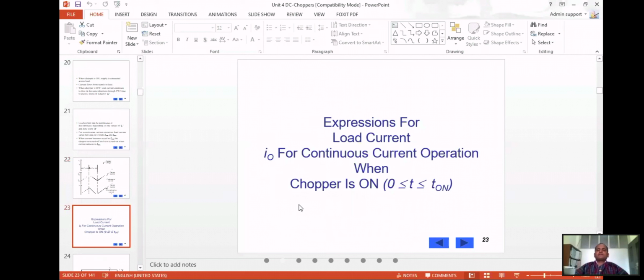Now, the expression for the load current. How do we find out the load current for continuous current operation? To know these expressions, the first thing you need to know is the Laplace transformation. If you have a good background of Laplace transformation, you will understand these expressions of the load current. If you do not have this, revise yourself so that it will be helpful for you to understand these things.